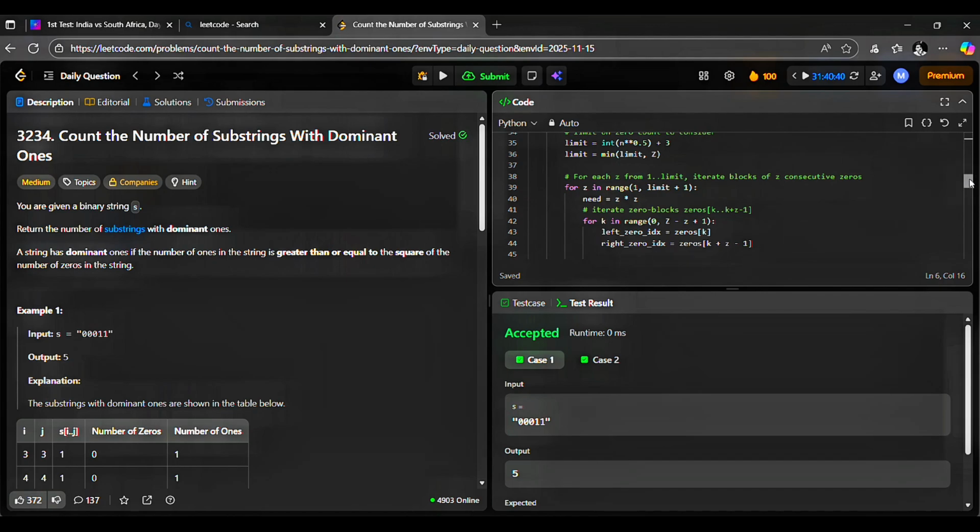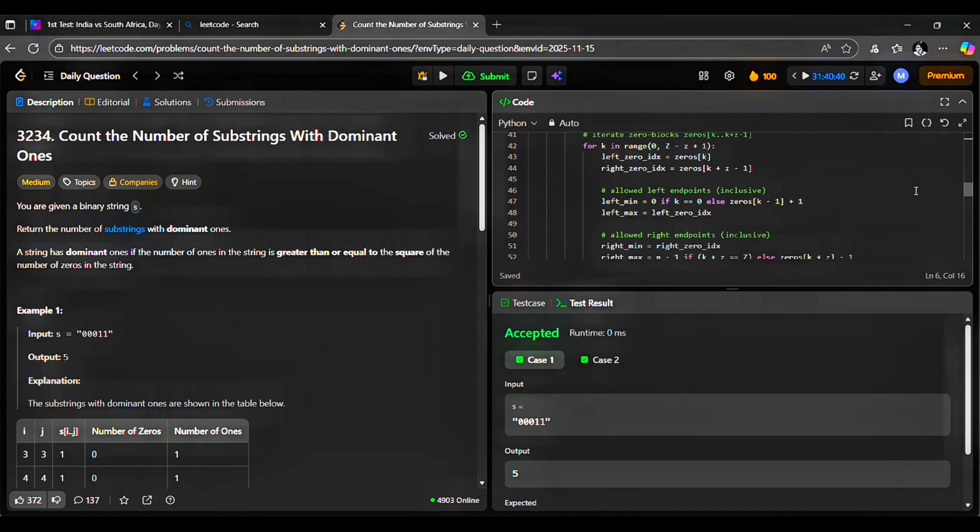After that we determine the allowed left boundary. That's why we have written that part, left zero idx, from line number 43 to 44, and also include the part 47 to 48. Here a valid substring start L must be after the previous zero to avoid adding an extra zero, and before or at the first zero of the block. So L ranges between left min and left max.